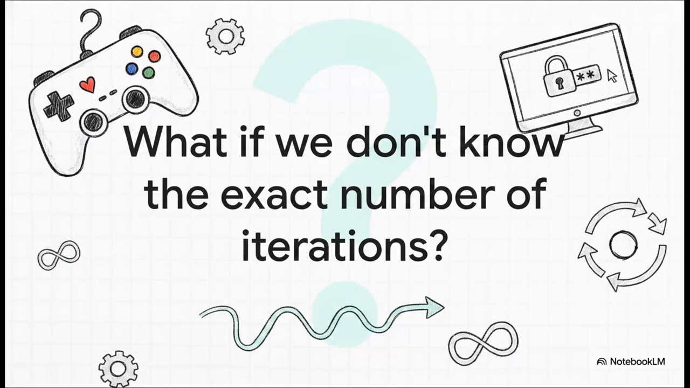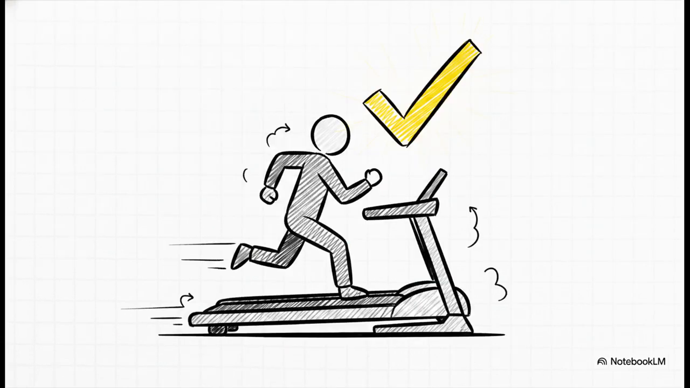But wait a minute. What if we actually don't know exactly how many times the loop should run in advance? Maybe we want a video game to keep running until a player loses all their health, or we want a program to keep asking a question until the user types the correct password. For situations like that, we need a totally different kind of loop. Enter the while loop. The syntax here is pretty straightforward. It's simply while condition, colon, followed by your indented statements on the next line. A while loop keeps executing the statements inside of it as long as the given condition remains true. The exact moment that condition becomes false, the loop stops.